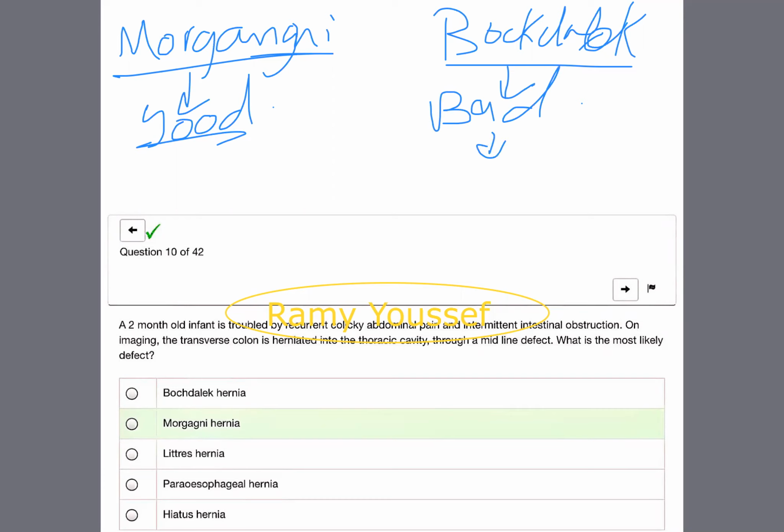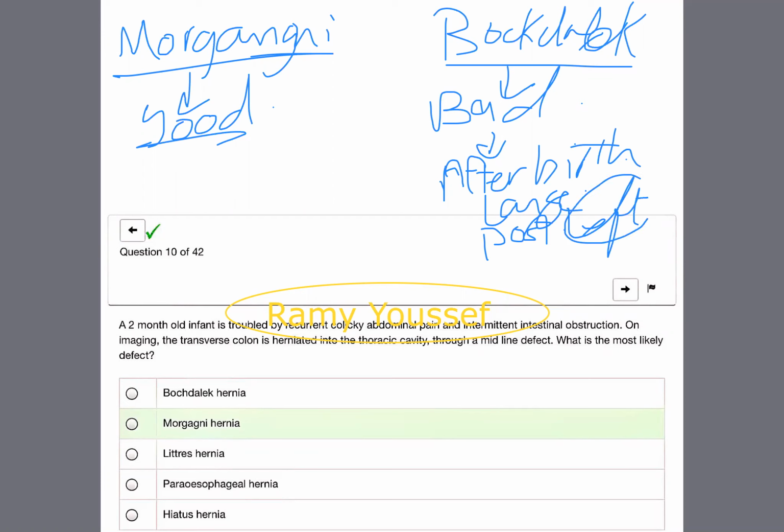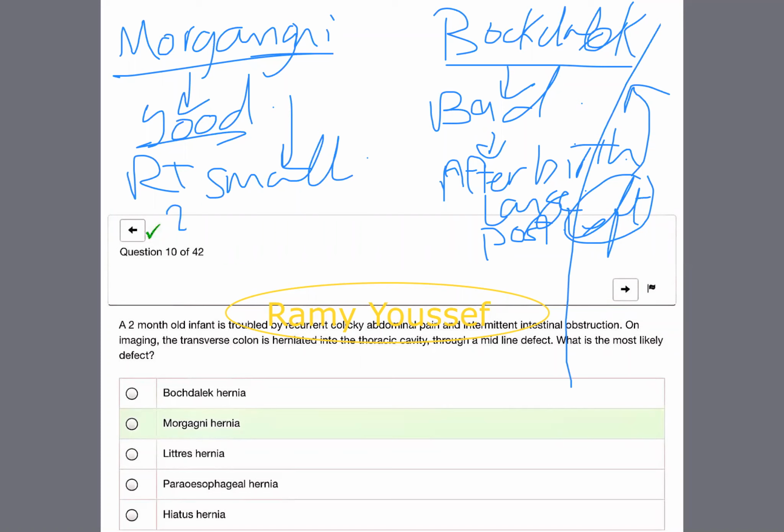This is present early after birth, because the defect is large, posterior, on the left side. As it is bad, it is on the left side. The good one is on the right side and small, and presents after birth by 2-3 months, because it has a small defect, so it's not very clear.